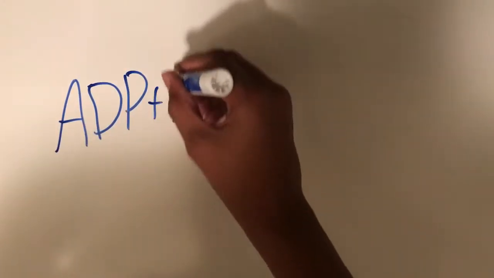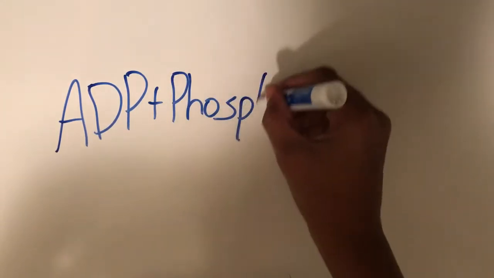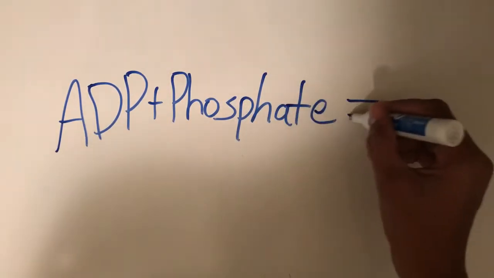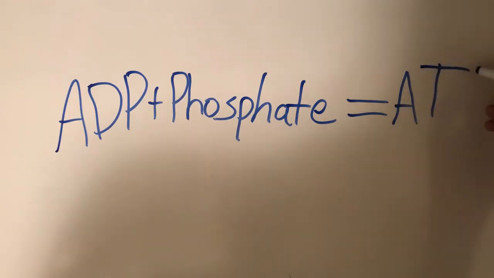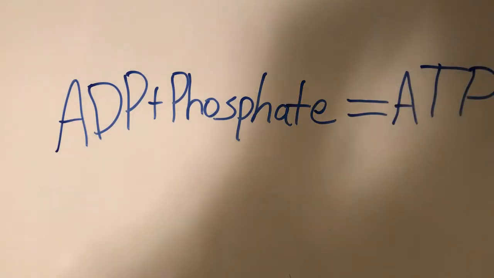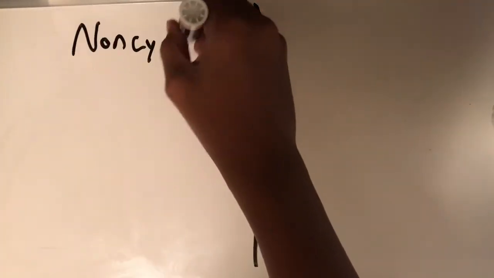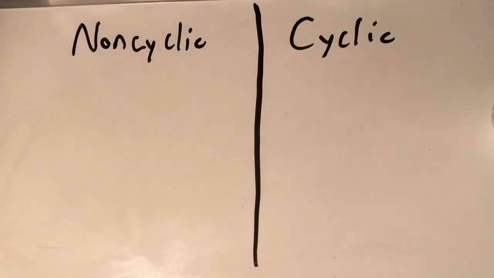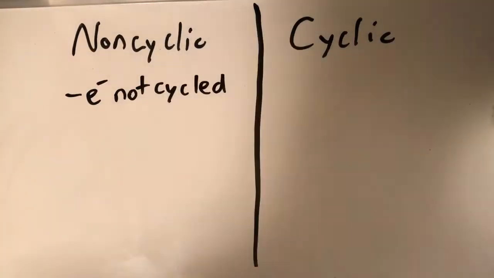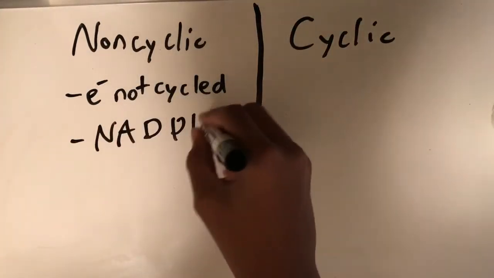Another very important process happens in the thylakoid once light is absorbed: photophosphorylation. Photophosphorylation is the process of adding a phosphate to ADP. With the added phosphate, ATP is produced. There are two types of photophosphorylation: non-cyclic and cyclic. Non-cyclic photophosphorylation is when electrons are not cycled but go in one direction to create NADPH.